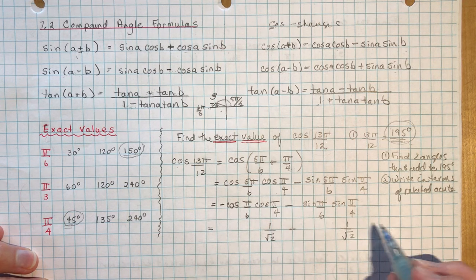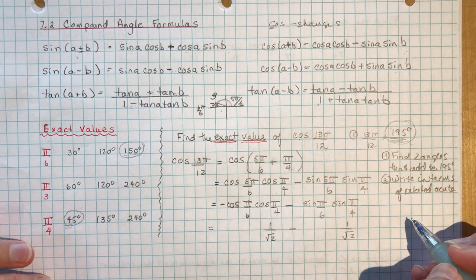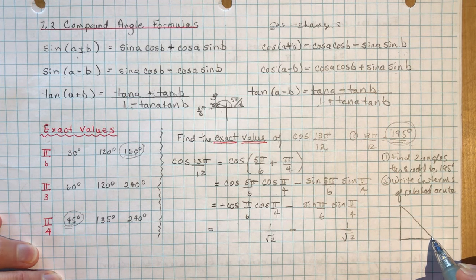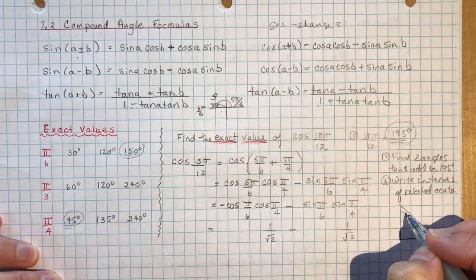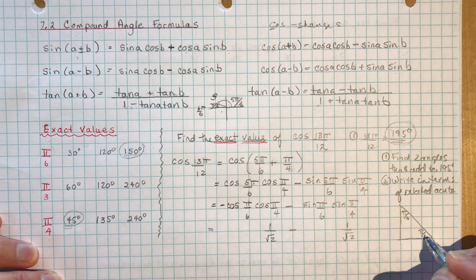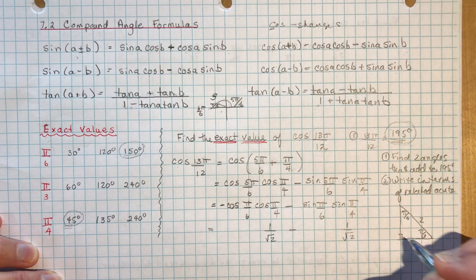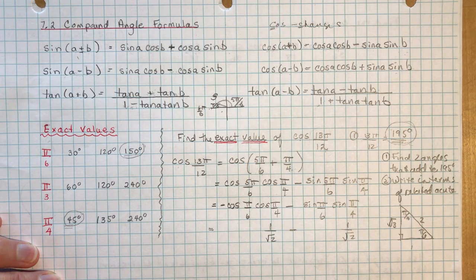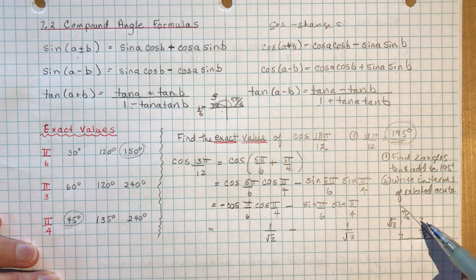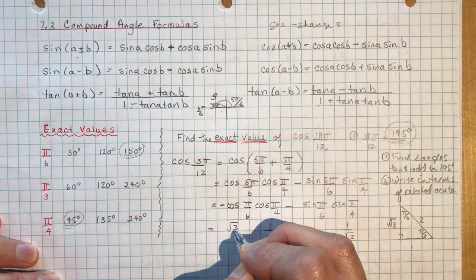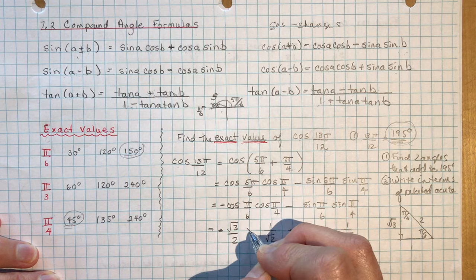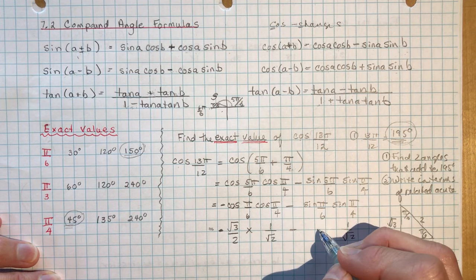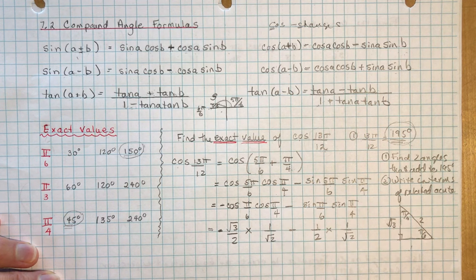And now I need to know what's the cos of pi over 6 and the sine of pi over 6. So for pi over 6, let's do a quick sketch. Pi over 6 is up here, this is pi over 3, this is my right angle. It's 2, 1, square root 3. Never realized how many times you're going to use these special triangles, right? So the cos of pi over 6, cos is adjacent over hypotenuse, so that's root 3 over 2, and it's negative, times this, minus the sine of pi over 6, opposite over hypotenuse, that's a half times 1 over root 2.